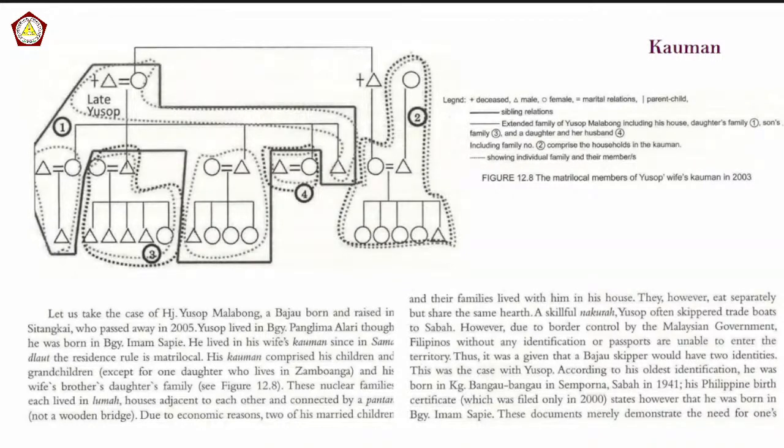A skillful nakura, Yusuf often skippered trade boats to Sabah. However, due to border control by the Malaysian government, Filipinos without any identification or passports are unable to enter the territory. Thus, it was a given that a Bajau skipper would have two identities. This was the case with Yusuf. According to his oldest identification, he was born in Kampong Bangaw in Semporna, Sabah in 1941. His Philippine birth certificate, which was filed in 2000, states, however, he was born in Barangay Imam Sapi.